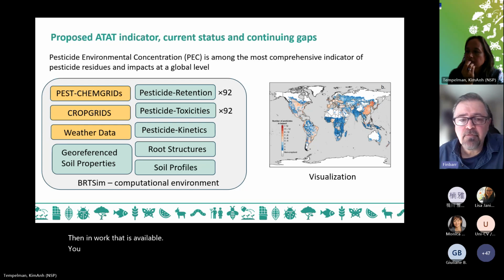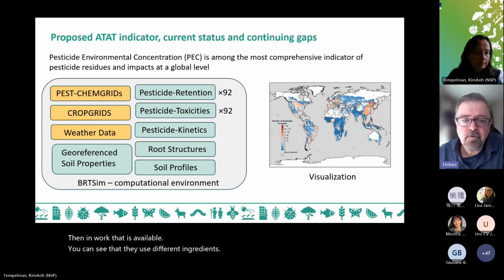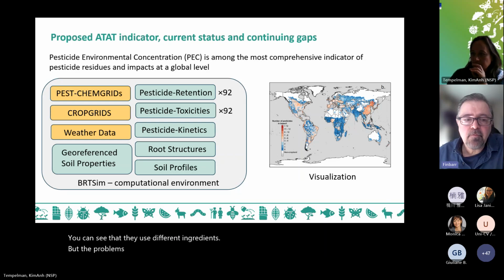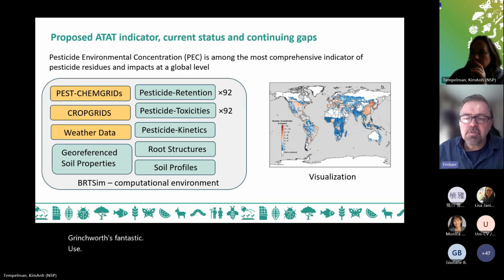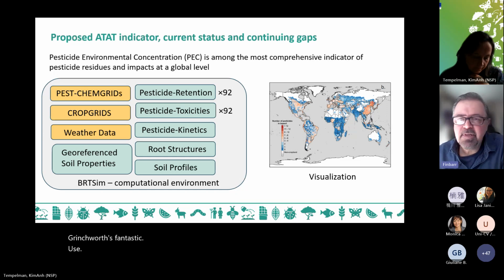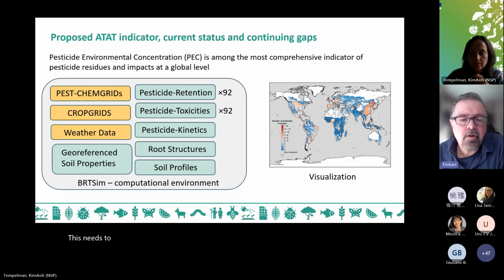And then in the work that is available, published scientifically on PECs, you can see that they used up to 92 different active ingredients, and they visualize this on a graphing software, and you get these very nice graphs. Some of the problems arise in that, firstly, a lot of the information is based on assumptions. So pest chem grids, which is a fantastic first estimate of pesticide use, is, as Kim had mentioned, based on USDA applications to 6 major crops and 4 aggregated croplands. And pesticide applications differ around the world quite considerably. So this needs to be incorporated better.